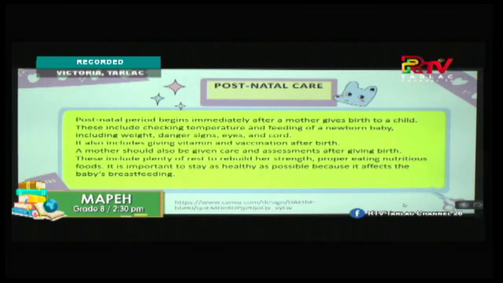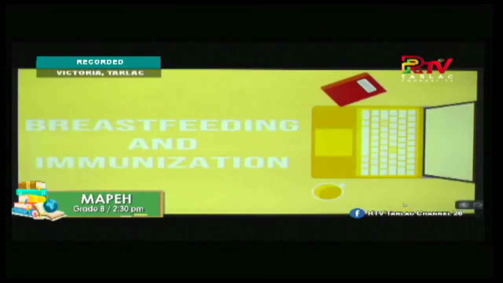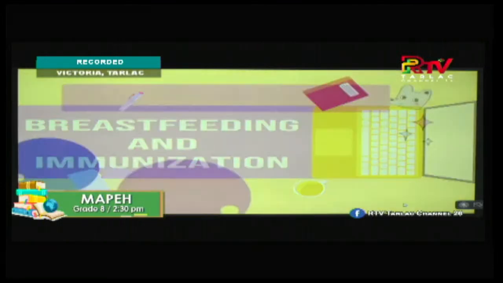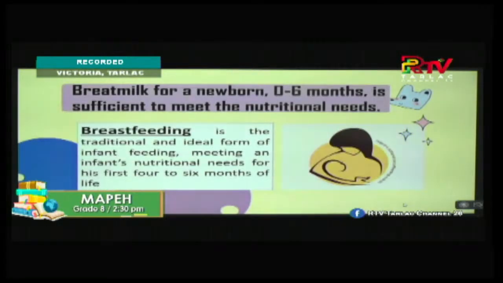Moving on to the advantages of breastfeeding and the importance of immunization. Breast milk for a newborn 0 to 6 months is sufficient to meet the nutritional needs. Breastfeeding is the traditional and ideal form of infant feeding, meeting an infant's nutritional needs to his first 4 to 6 months of life. So what are the advantages of breastfeeding?